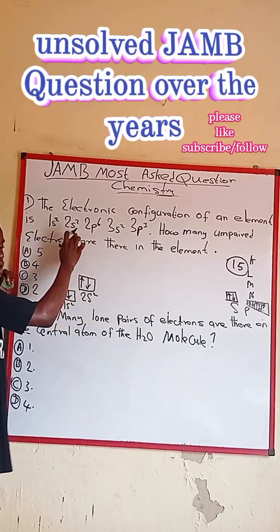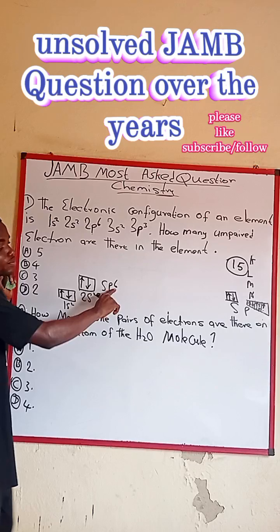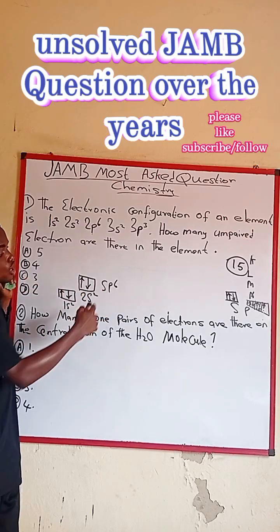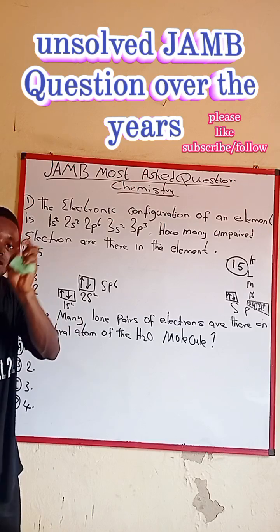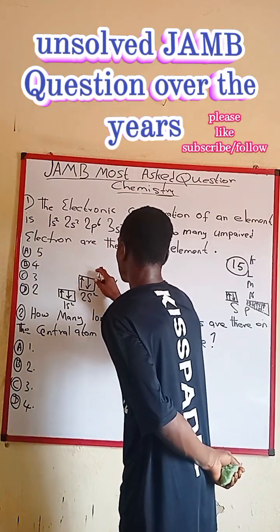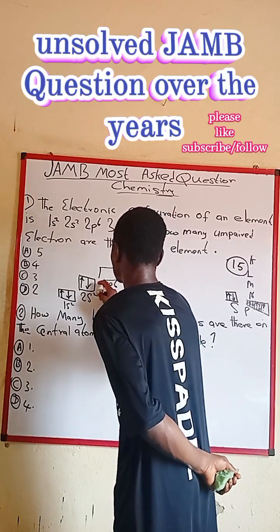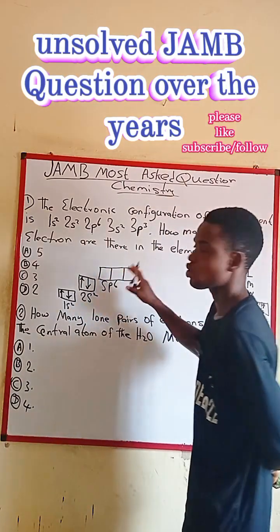Now, after we have done with this one, we come to this one, which has what? 3p6. 6 means that there are 6 electrons. You know that the p sub-level shell has how many orbitals? 3 orbitals. So I'm going to put 3 orbitals over here for this one, and I'm going to divide it into 3: 1, 2, 3 orbitals.